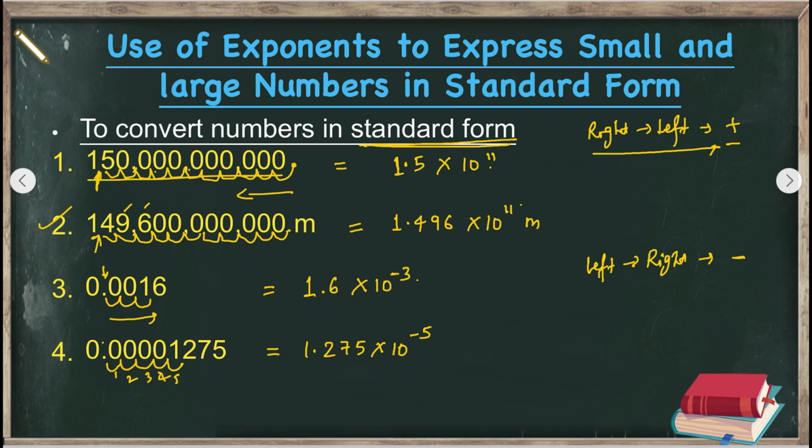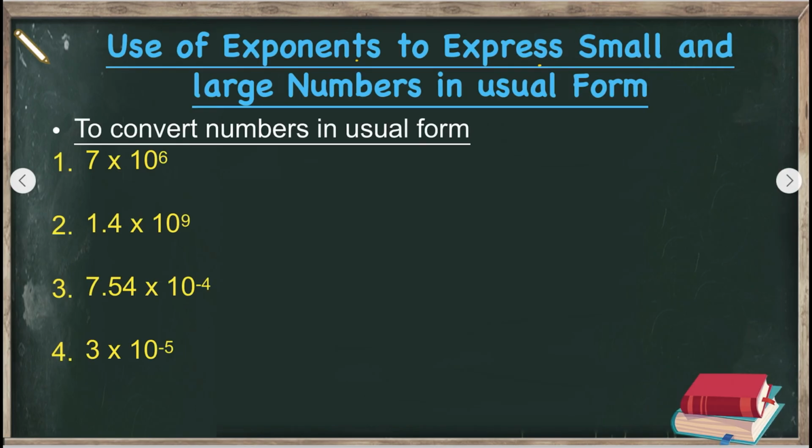Okay, so that's how we convert the given number, which can be a small number or large number, into standard form. Converting into standard form means we're going to write this in the form of 10 raised to power. Okay, and if we move from right to left, the power of exponent will be positive, or if we move from left to right, the power of exponent will be negative.